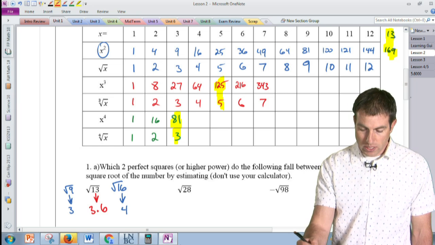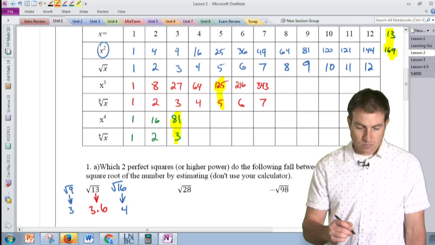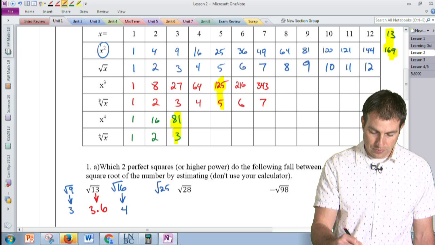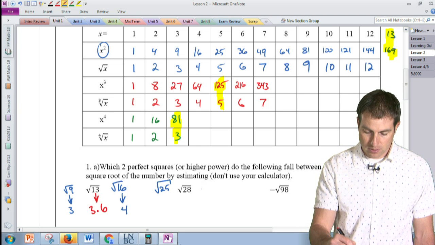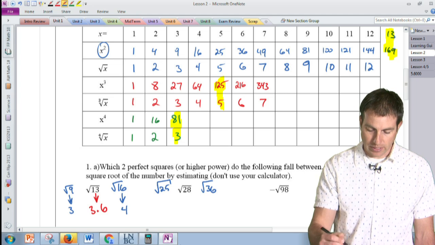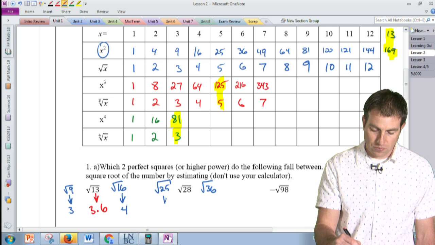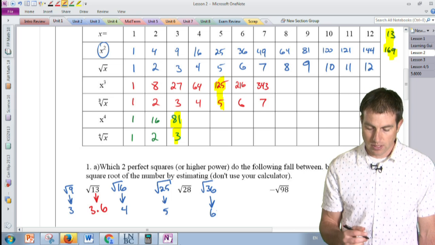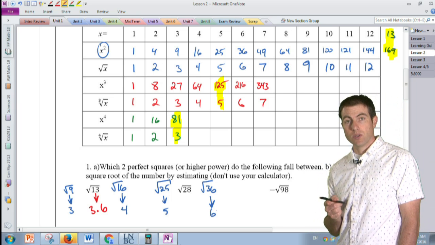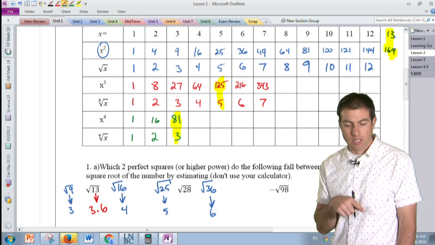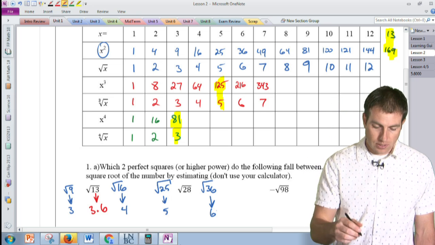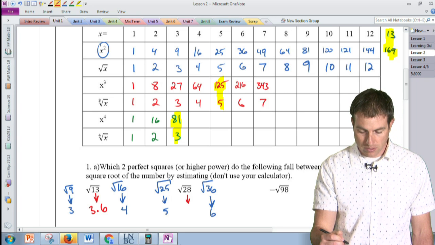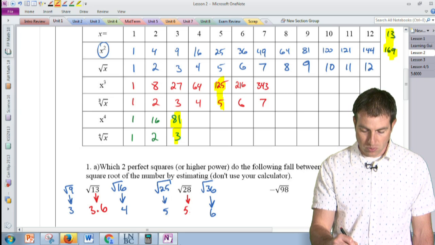All right, 28. What is 28 between? Well, 28 is between 25 and 36. And I know the square root of 25 gives me 5, and the square root of 36 gives me 6. And 28 is a little bit closer to 25 than it is to 36. So I would probably estimate the square root of 28 to be, I don't know, maybe 5.2.